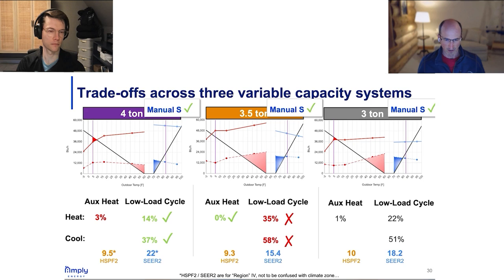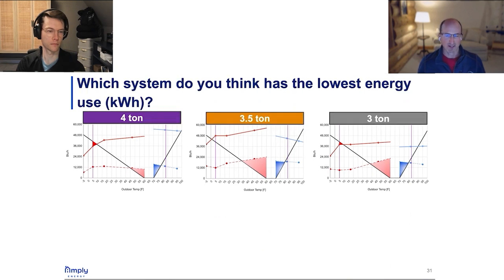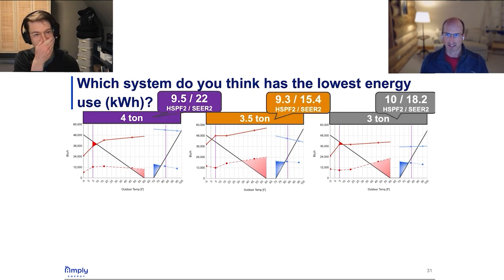They also all have different HSPF and SEER ratings, so different energy efficiency ratings. We can now look at that as well as another trade-off. So between the 4-ton, 3.5-ton, and the 3-ton, the 4-ton has an HSPF of 9.5, and the 3-ton has an HSPF of 10. So in theory, the 3-ton is more efficient in the heating season relative to the 4-ton. But the 4-ton has a 22 SEER, and the 3-ton only has an 18 SEER. So before I reveal, Ed, which one of these do you think is going to use the least amount of energy? I think the 4-ton is going to use the least amount of energy.